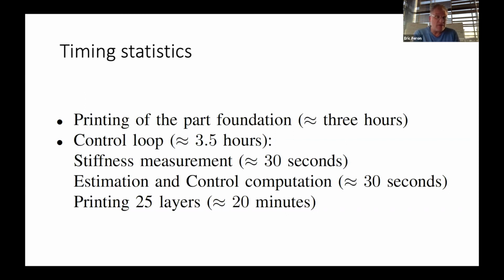In terms of timing, it takes about 3 hours to print a part open loop. Closed loop, it takes about 3.5 hours, corresponding to about 3 hours to print and much less time to think, make measurements, estimate the state of the beam, and decide what to print next.